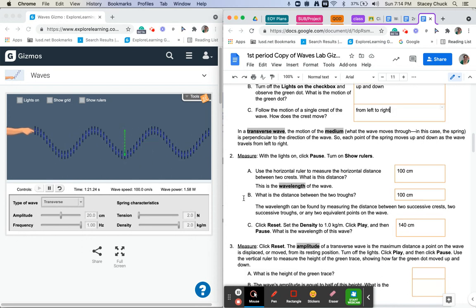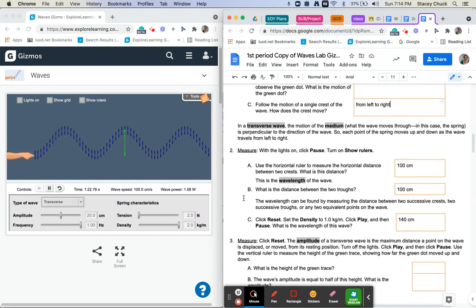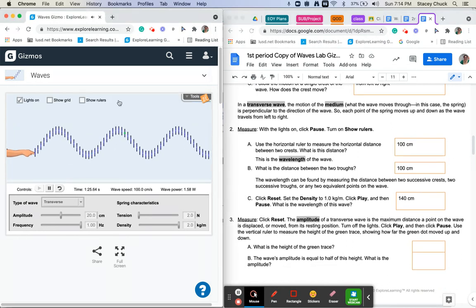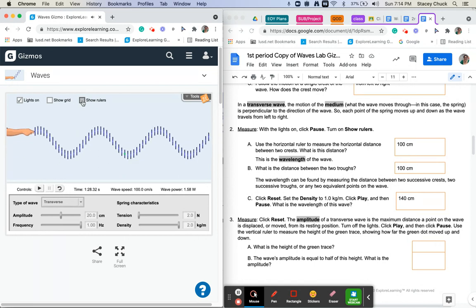Next, it says we're going to measure. With the lights on, so let's turn the lights on. Click pause and turn on the ruler. So we're going to click pause, show ruler. Use the ruler to measure the horizontal distance. Remember, horizon, like the sun comes up on the horizon, is straight across, left to right, not up and down. So we're using the across distance between two crests, which is the high point.